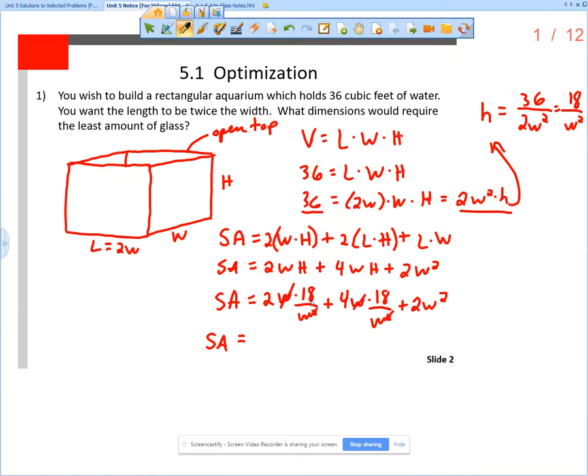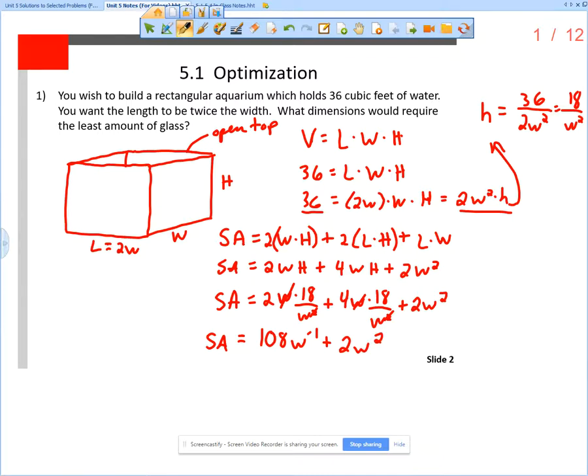And then I have 2 times 18 and 4 times 18, so obviously I could add those together. 2 plus 4 is 6, so 6 times 18: 6 times 10 is 60, plus 6 times 8 is 48. So that would be 108 over W, or 108W to the negative first, plus 2W squared. All right, so now I have a really nice looking equation.